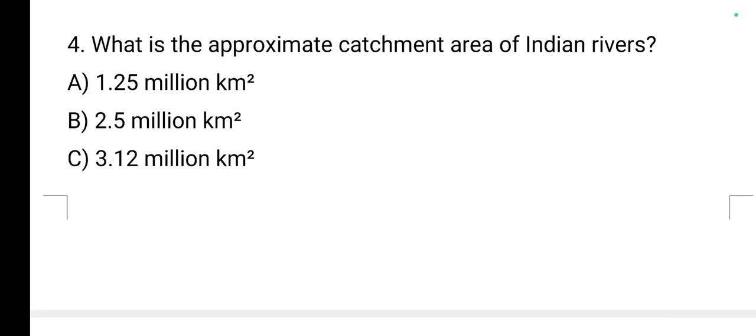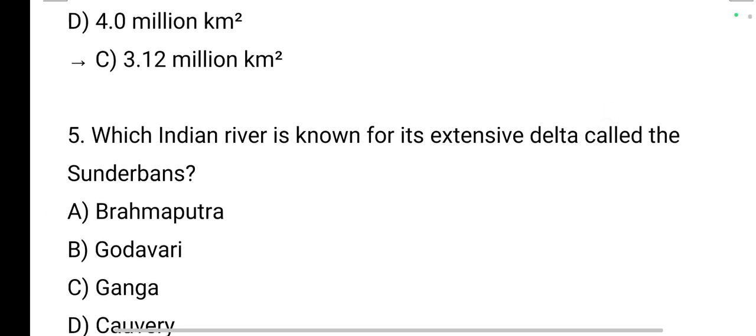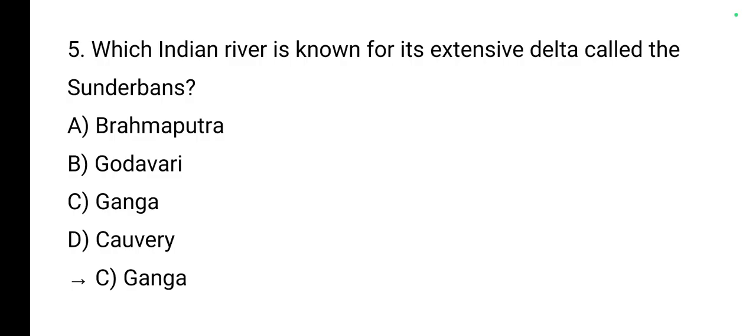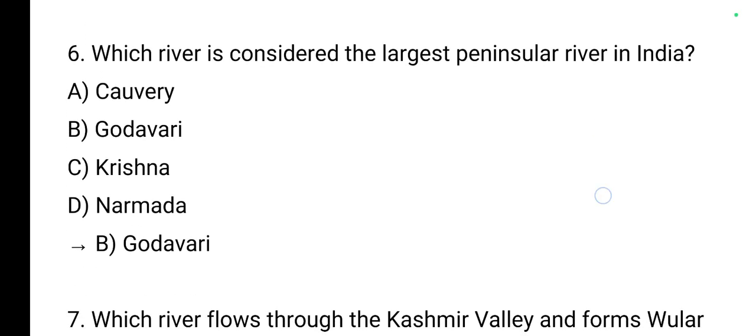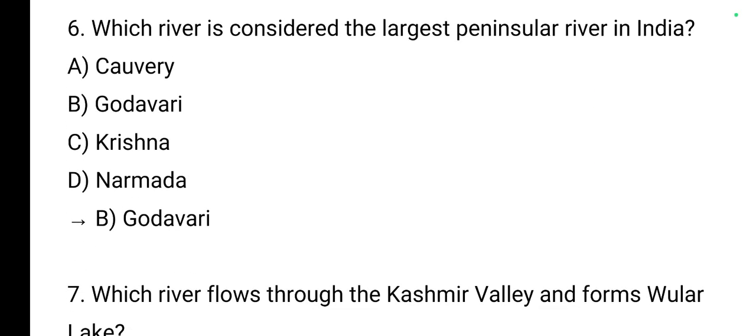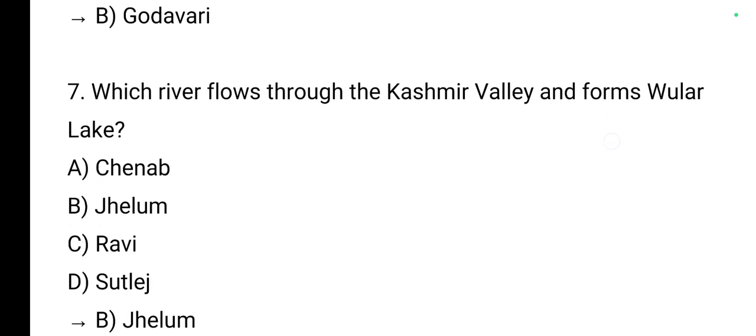What is the approximate catchment area of Indian rivers? So the correct answer will be 3.12 million square kilometer. Which Indian river is known for its extensive delta called the Sundarbans? So the correct answer will be Ganga. Which river is considered the largest peninsular river in India? So the correct answer is Godavari.